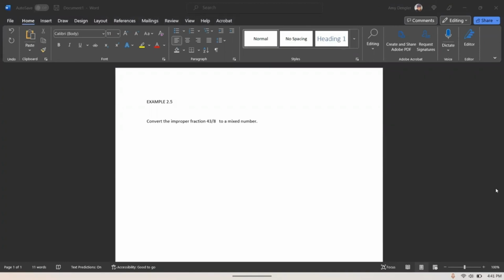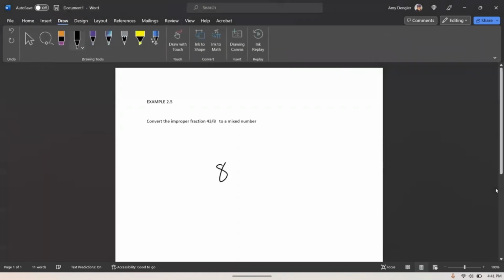So this is the one part where we will have to know long division. We're just going to go 8 into 43. Eight goes into 43 evenly 5 times. So 40, and then we have 3 left. And then we carry, so our 3 is here, and we carry that 8 over here. And our answer is 5 3/8.